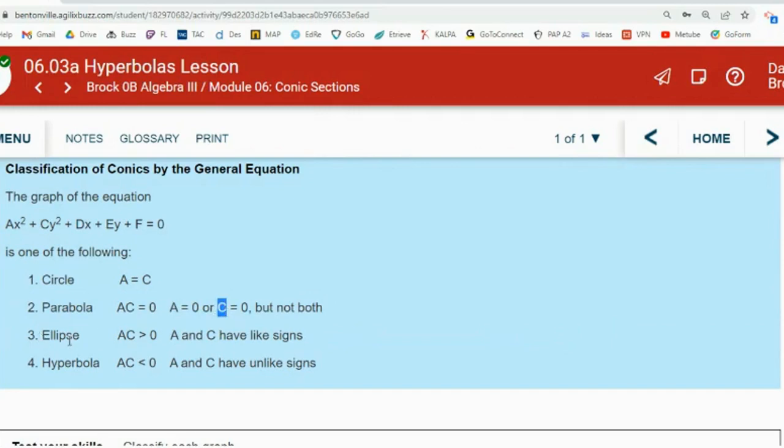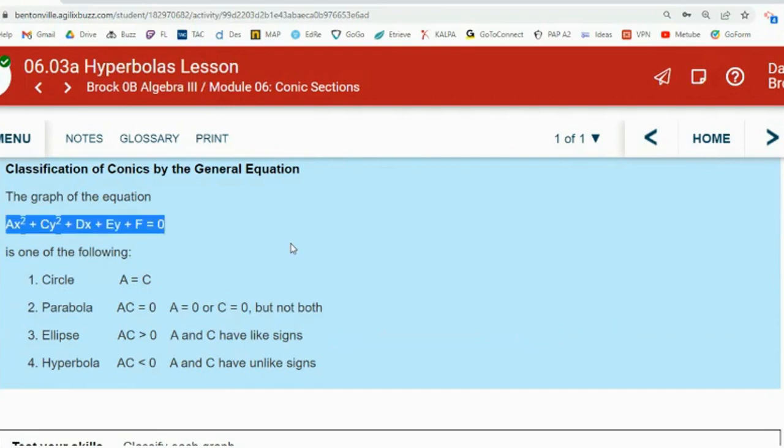It's an ellipse if a times c is a number that's greater than 0. A and c will have like signs if it's greater than 0. If it's less than 0, it's a hyperbola, and they will have unlike signs because you'll have a positive times a negative to get a number less than 0. So that's how you can tell which of those 4 shapes you're dealing with when you just see a nasty old equation like that.